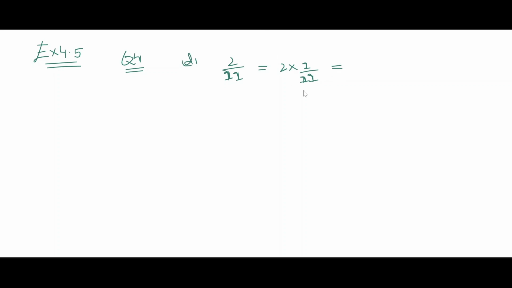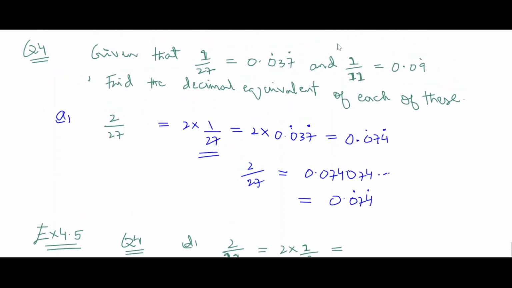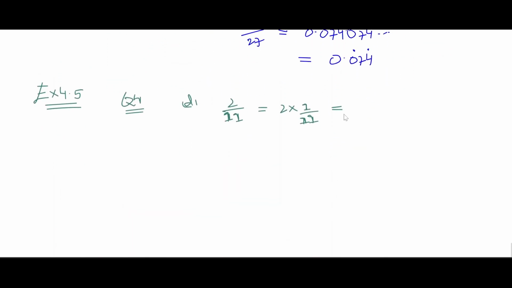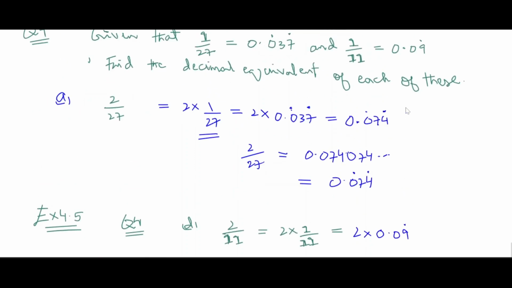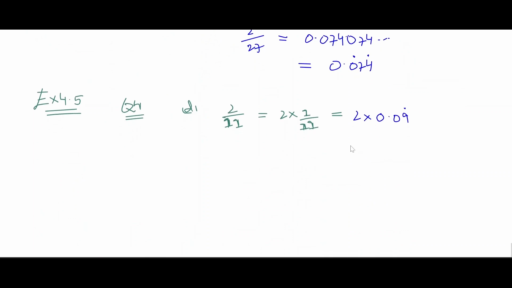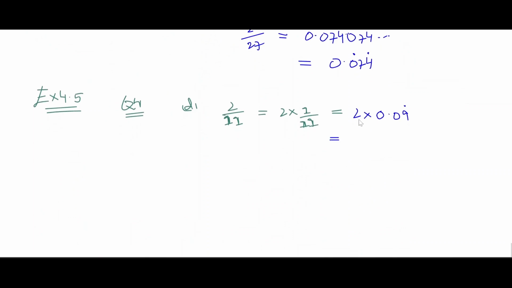So now we are using 1 by 11 here. It's 0.09. It's 2 into 0.09, with a dot here. 2 into 9 is 18. So first of all, there should be 8 here. And then we have 18, 1 will go above the 0. So it's like this.